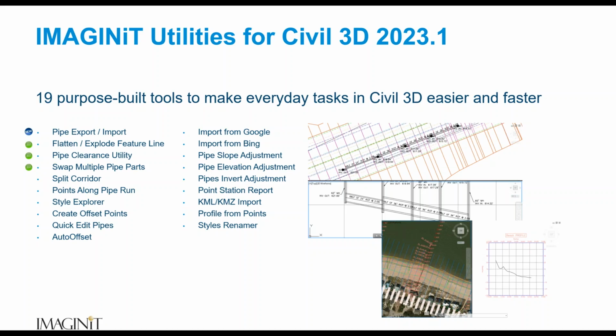On the screen is a list of all 19 of the tools, and a couple of things to note. With this particular release, we tried to make it so there's a little something for everyone. We've got a new utility, updates to several other utilities, and we fixed a couple of bugs that have been persistently nagging. So there's something in here for everyone.